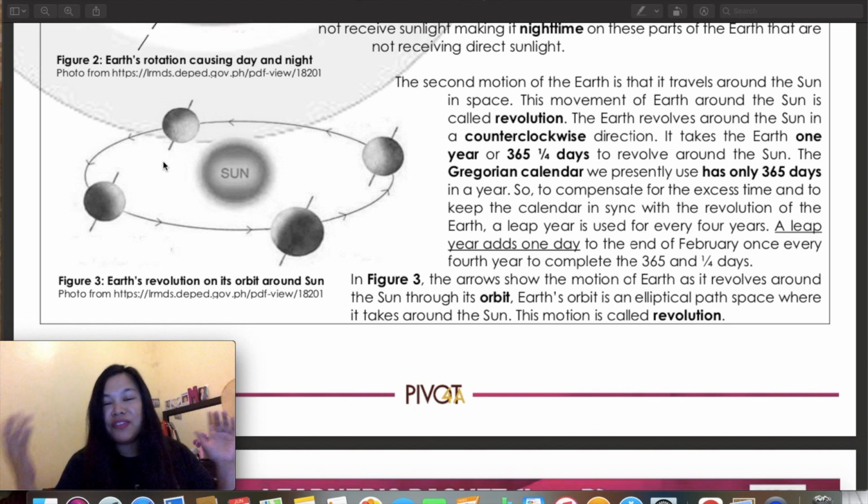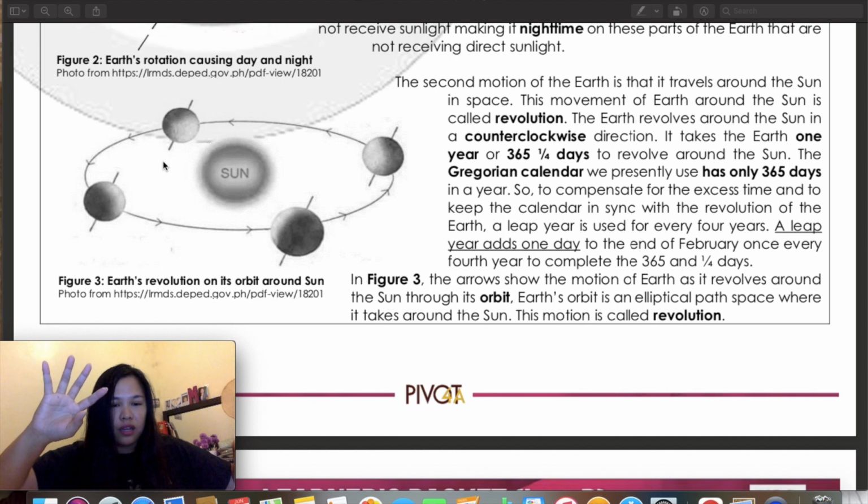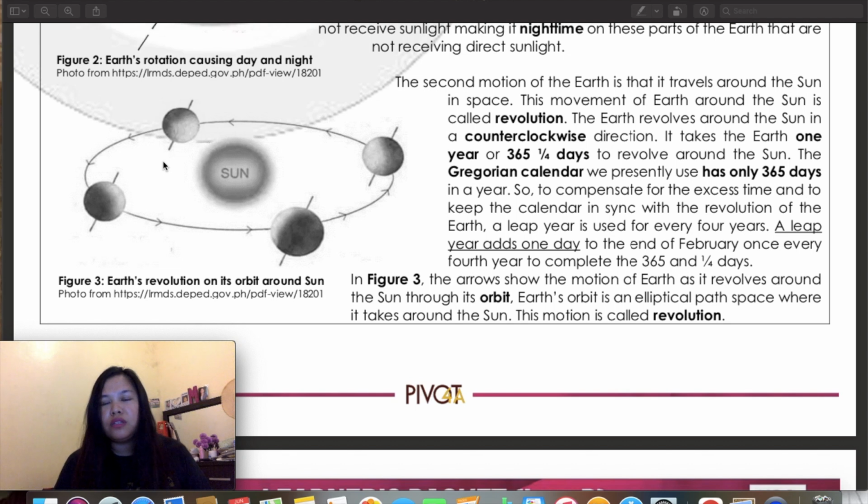Nagta-travel kasi siya. So, we have experiencing seasons na yan, kasi as the Earth travels, baka meron din yung mga atmospheric condition na happening. So, factors din siya na nag-create naman ng seasons.